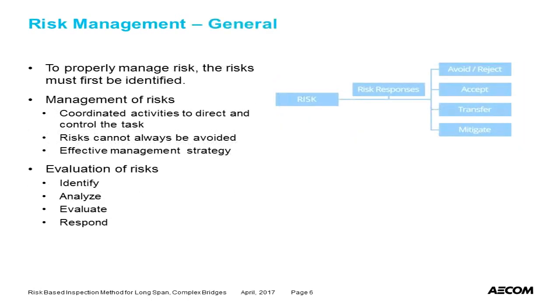To properly manage risk, we must first identify those risks, and then we come up with a management plan. It's coordinated activities to direct and control the risk. Risks cannot always be avoided, so we do our best to mitigate them. For it to be effective, there needs to be an effective management strategy. When we evaluate risk, we identify, analyze, evaluate, and respond for each of them.